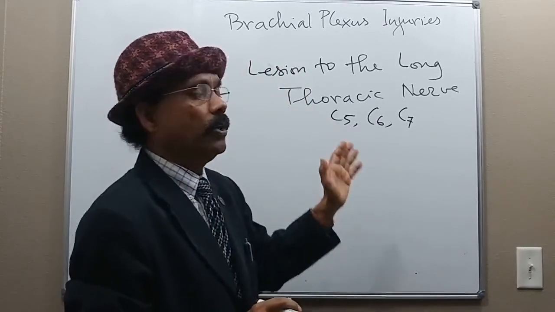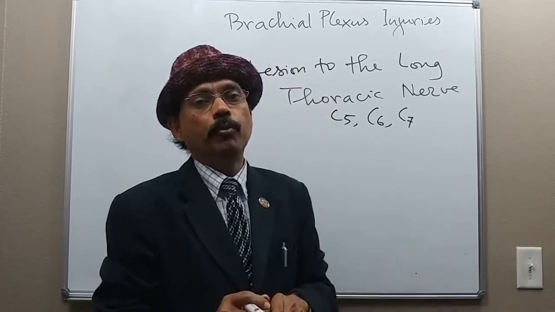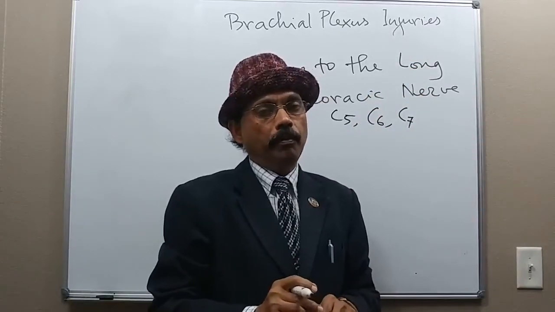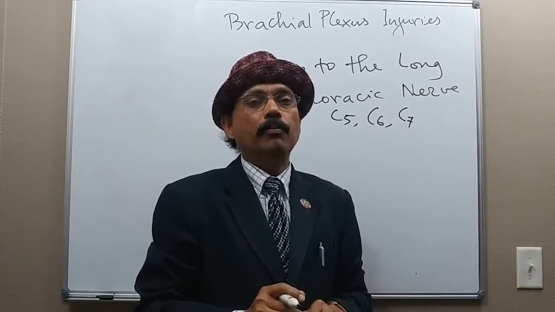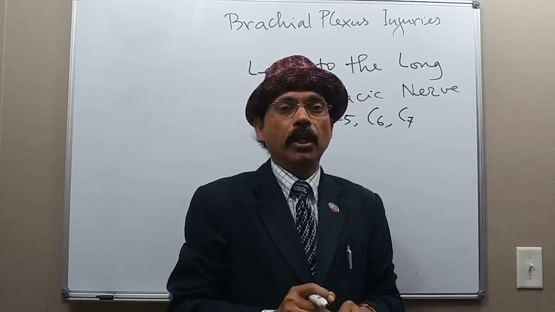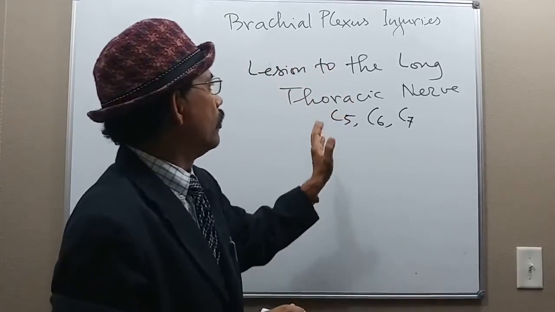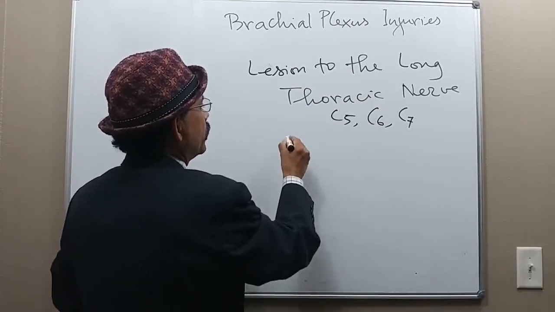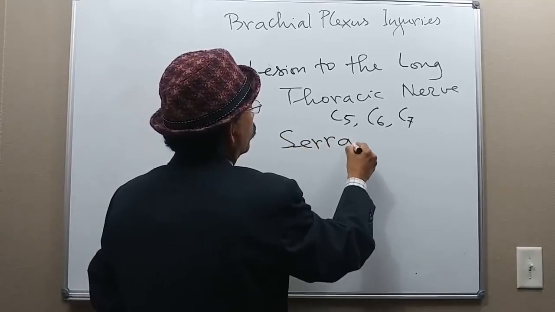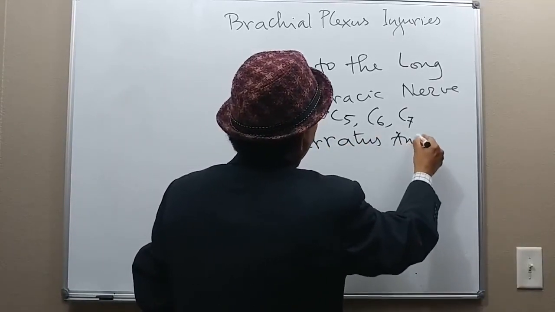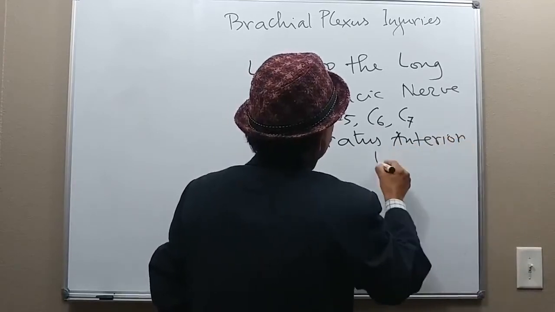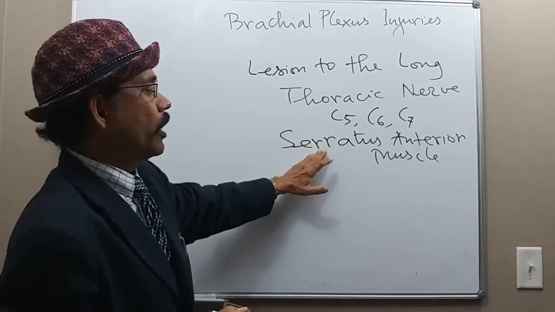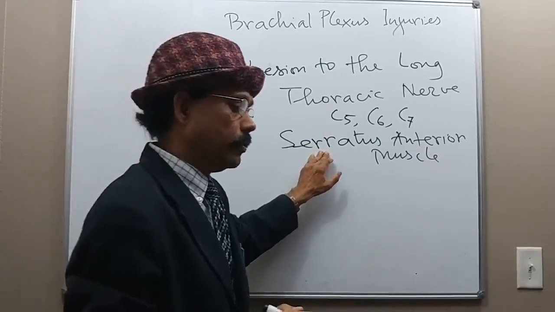So if this is paralyzed, the medial border of the scapula will be prominent. When the person pushes on the wall, if you look at the back of the person, you will see the medial border of the scapula prominent, coming out of the chest, because of the long thoracic nerve innervating the serratus anterior muscle. So lesion to the long thoracic nerve will cause paralysis of the serratus anterior muscle.